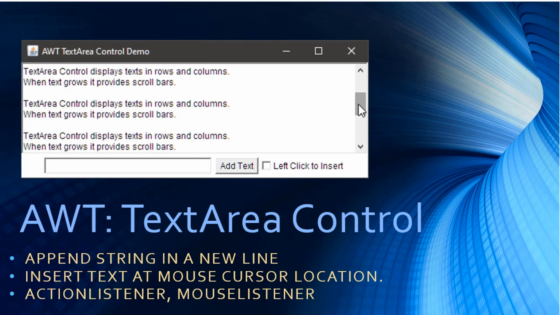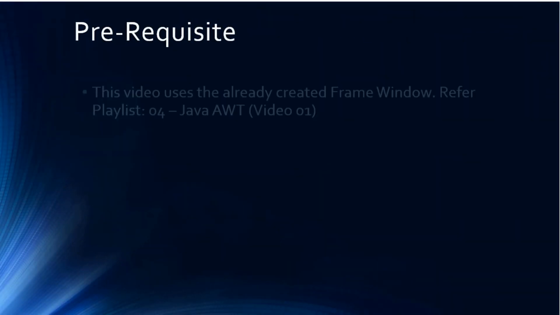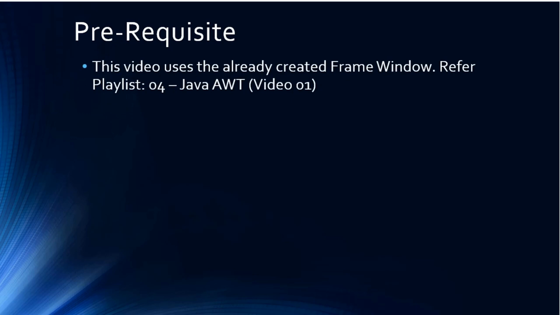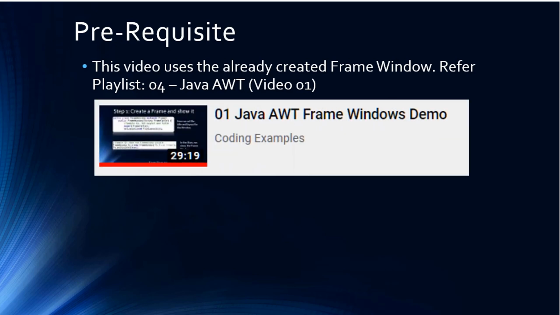So we will implement action listener for the button, then we will also implement MouseListener in this AWT Text Area Control demo. So this video assumes that a frame window is already created. So you can watch the video to know how to create a frame window.